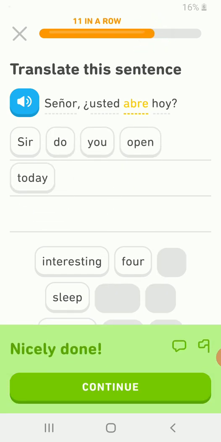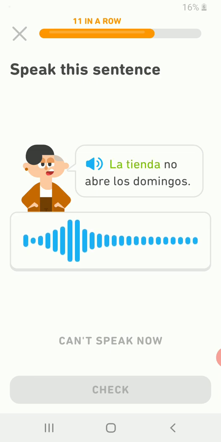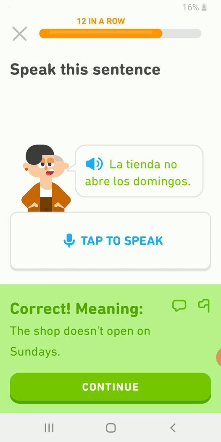So if you're talking to a merchant, for example, or a shopkeeper, and you want to know if he's going to open today, you're calling on the phone, you can ask, do you open today? And he's going to tell you, la tienda no abre los domingos. La tienda no abre los domingos means the shop doesn't open on Sundays.